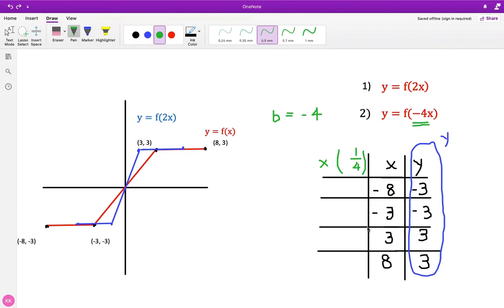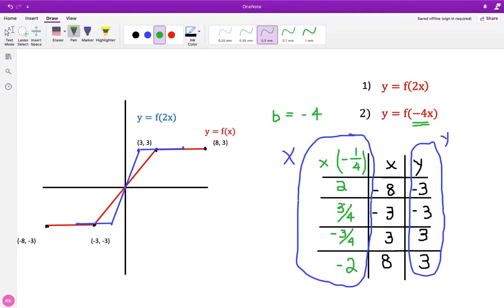So I need to multiply every x value by 1 over 4, and the y value remains the same. No change for y values. Notice that we have the negative here. I need to keep the negative when I multiply every x value, because this negative implies that I need to reflect all these points in the y-axis. So I just need to multiply every x value by -1 over 4 to get 2, 3 over 4, -3 over 4, and -2.